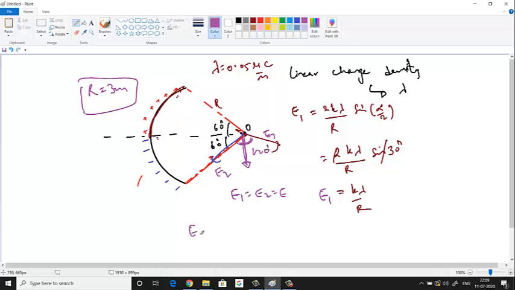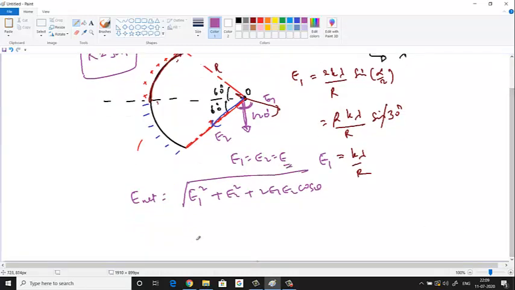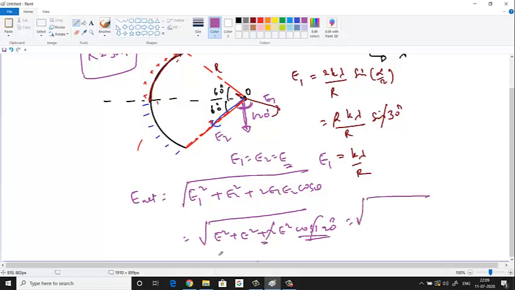E net is equal to under root of E1 square plus E2 square plus 2E1 E2 cos theta. But both are equal in magnitude here. So what will you get? E square plus E square plus 2E square cos 120. Cos 120 is how much? Minus 1 by 2. So this will get cancelled and you'll get a negative sign here. So 2E square minus E square, under root E square, only E. E means what? K lambda by R. So therefore E net is equal to K lambda by R.